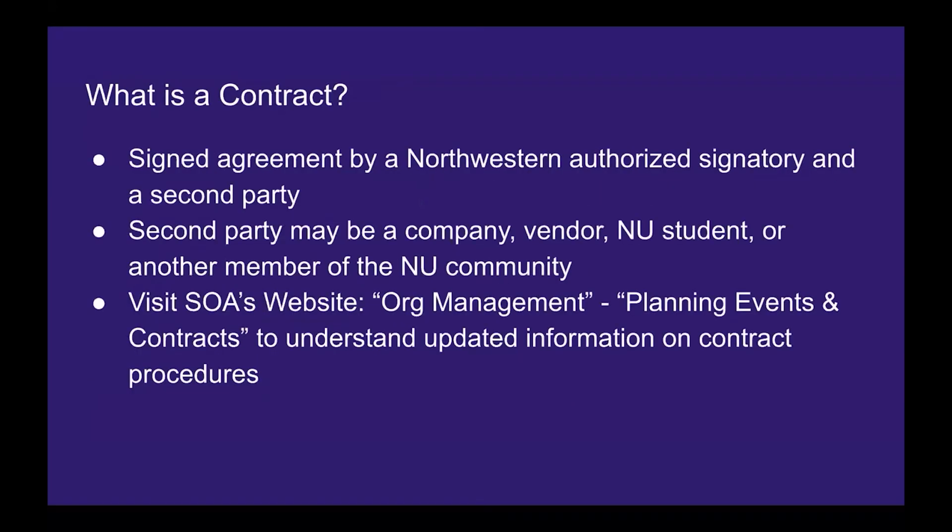A contract is a signed agreement between a Northwestern authorized signatory and a second party. This second party can be a company, a vendor, a Northwestern student, like if a student is playing the violin in your musical and you're wanting to pay them, or any other member of the Northwestern community for that matter. Please visit SOA's website by clicking on the Org Management tab and then clicking Planning Events and Contracts to stay up to date with our policies around this process and also access important documents, links, and contact information.